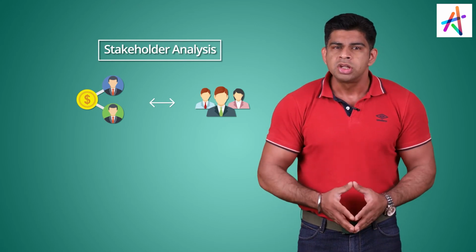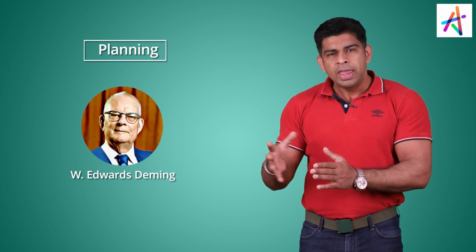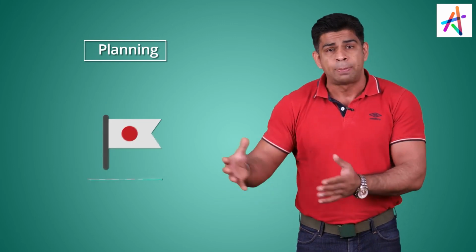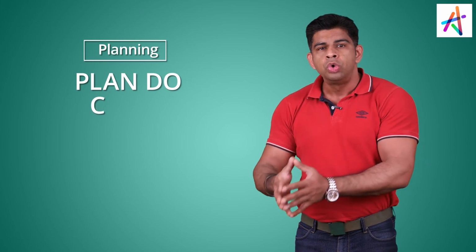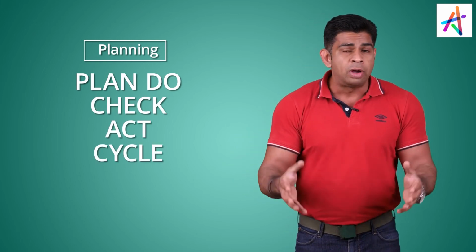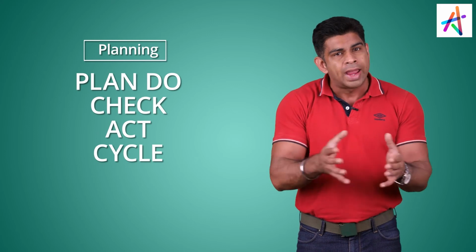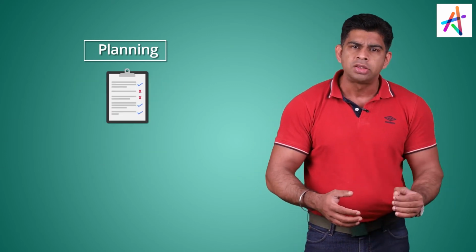Next is planning. Deming was a quality guru who gained a lot of popularity by doing consulting work in Japan when he was sent over there because Japan's manufacturing was not able to compete with American manufacturing after World War II. He is the one who proposed the plan, do, check, act cycle. All the frameworks that we have are aligned to this particular cycle. You first plan before doing anything, then do as per your plan, check whether you are sticking to your plan, and then act accordingly. This is what we do.